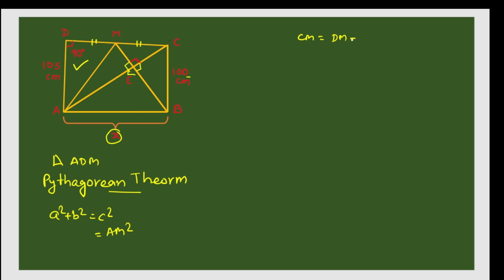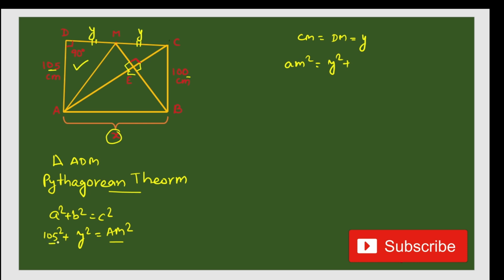So let's take CM and DM equal to y. So both these side lengths are y centimeters. And we have AD is 105 centimeters. So we'll write 105 centimeters square plus the other length, DM, which we have said is y, so it is y square. So now AM square is y square plus 105 square, which is 11,025. So this is our first equation.